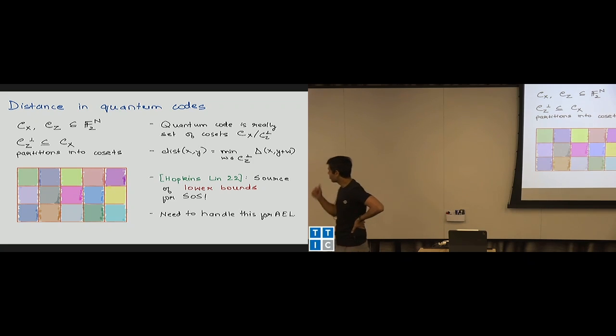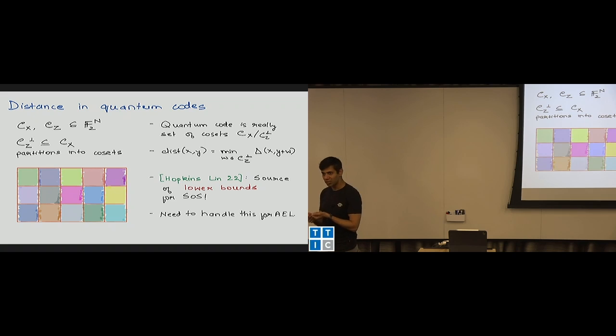So as I was maybe saying earlier, if you have these two codes, CZ_perp is a subspace of CX, and it partitions CX into cosets. And the quantum code is really these cosets. So each message is one of these color classes. And two things are the same if they are in the same coset. They can have large Hamming distance. They just have to be in the same coset.